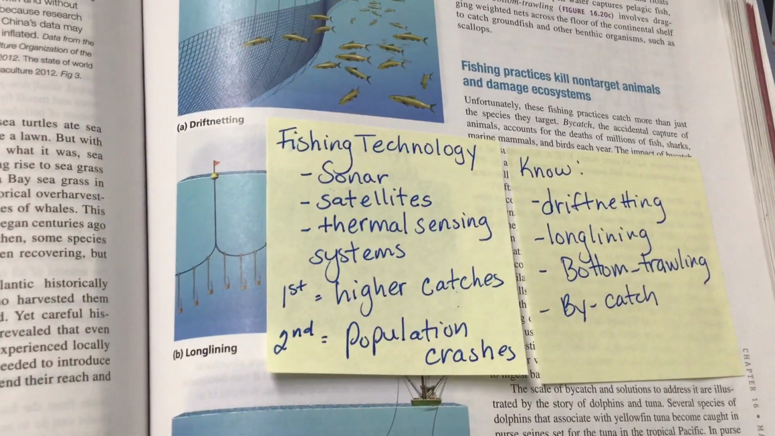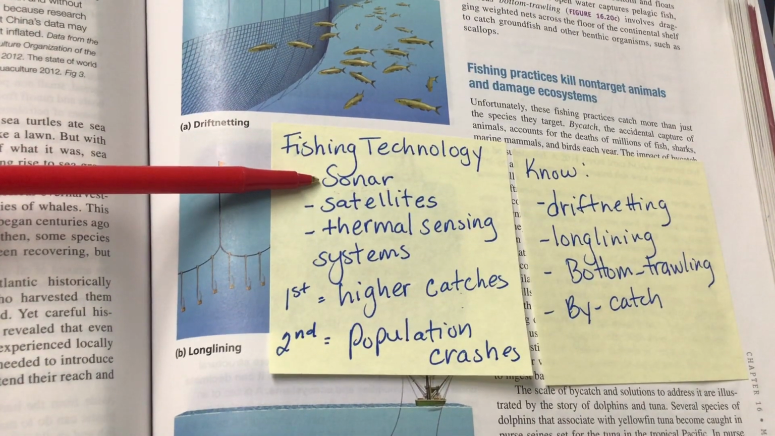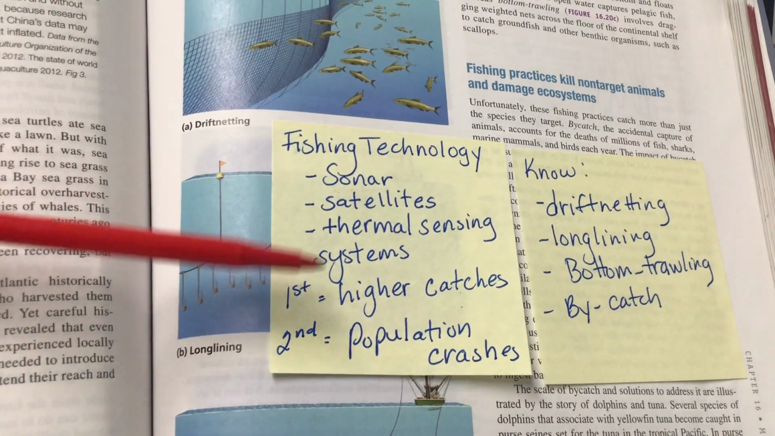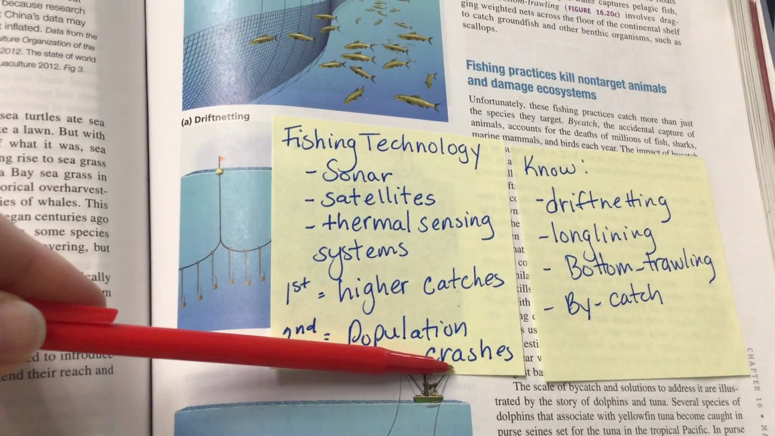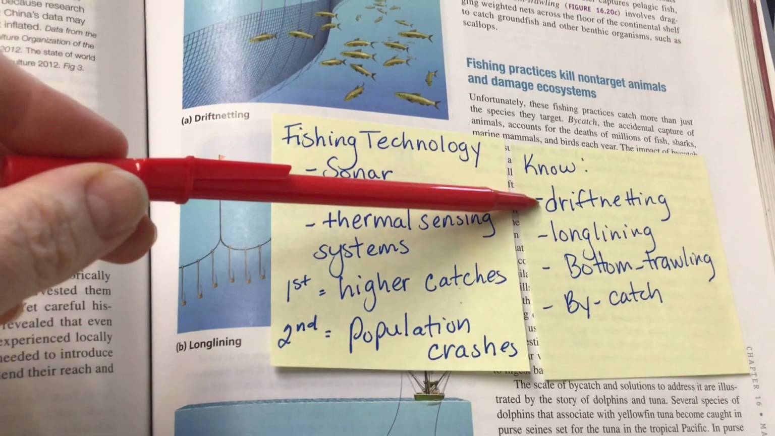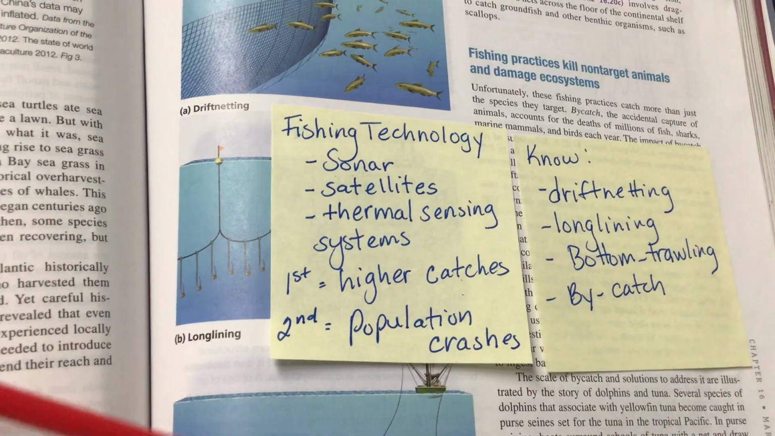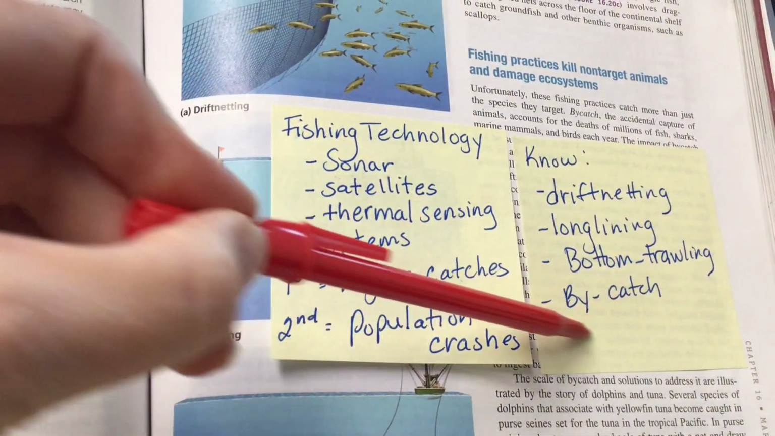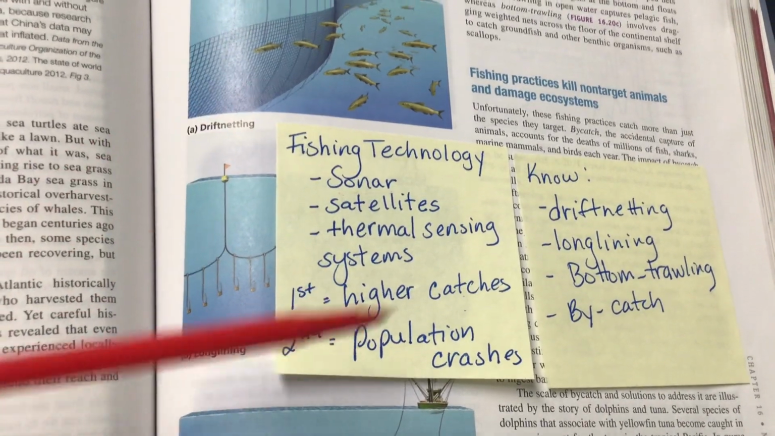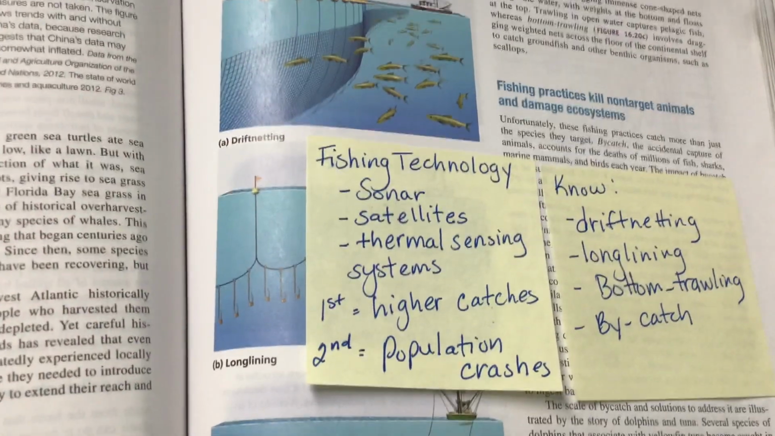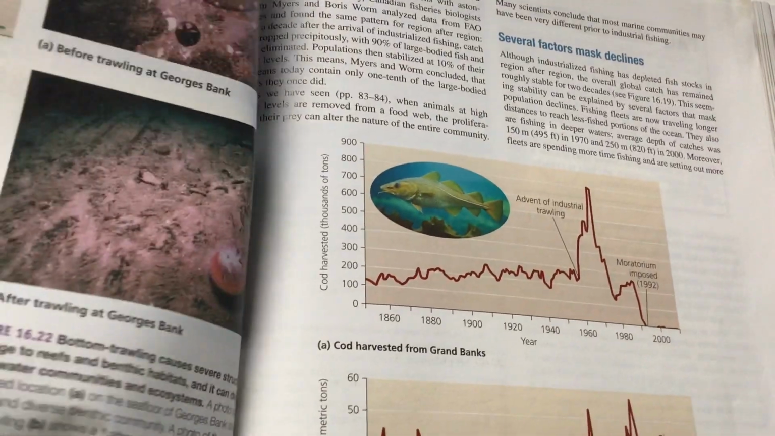Page 439. So here are some techniques that have caused us to have population crashes: sonar after World War II, satellites, thermal sensing. First it leads to a lot higher catches and then population crashes. Here are some fishing techniques that can cause harm: drift netting, which is here, long lining, bottom trawling. They all have too much bycatch, which is catching things you're not intended to catch. So make sure you read through and you know the different kinds of fishing techniques that have led to overfishing in the past couple of decades.